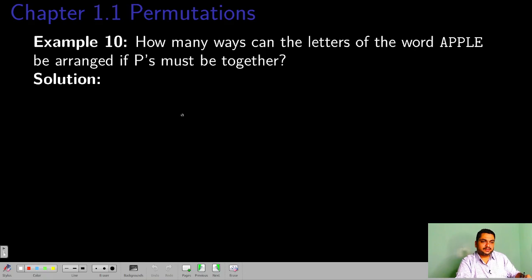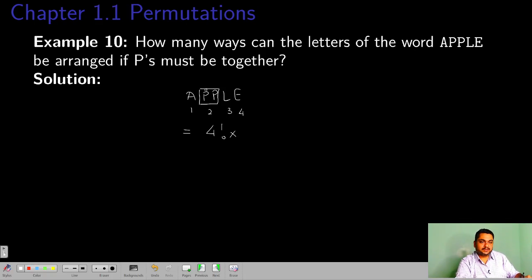Next. How many ways can the letters of the word APPLE be arranged if P's must be together? Similar problem you have solved. But here if you observe, all P's must be together. Let us say these P's together and make it as one letter. So 1, 2, 3, 4. So this is nothing but 4 factorial. Now, see, PP is together. This is one letter, so I will not divide by 2 here.